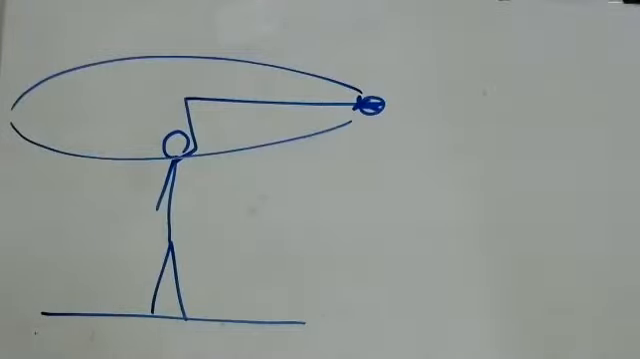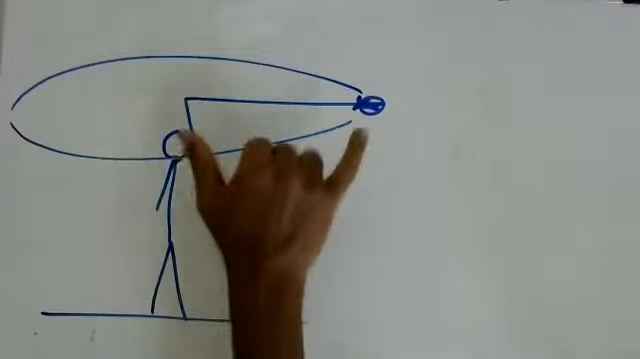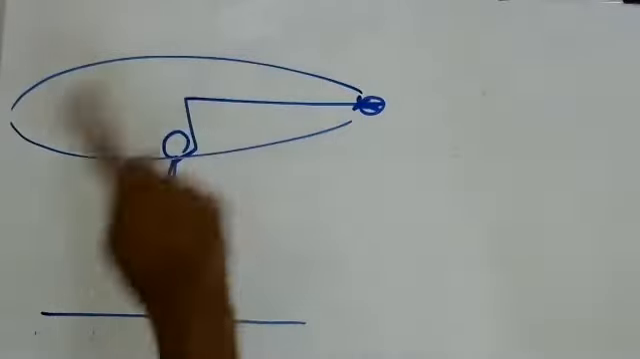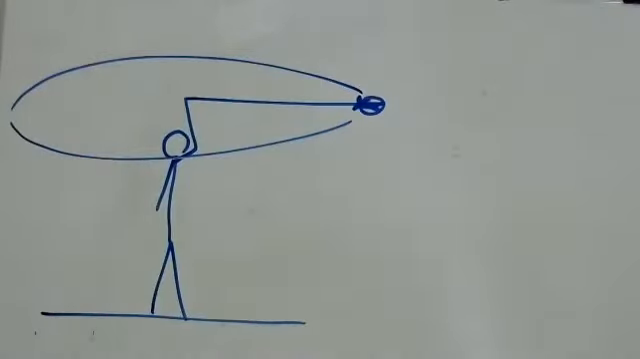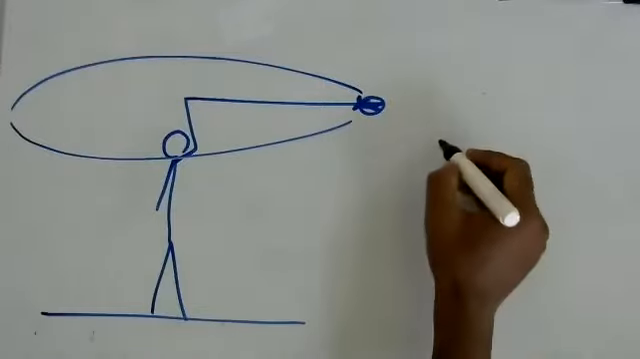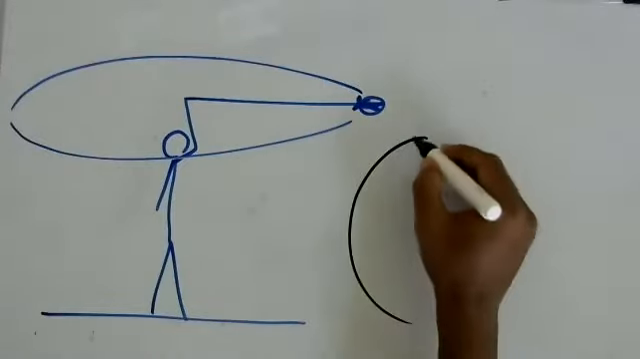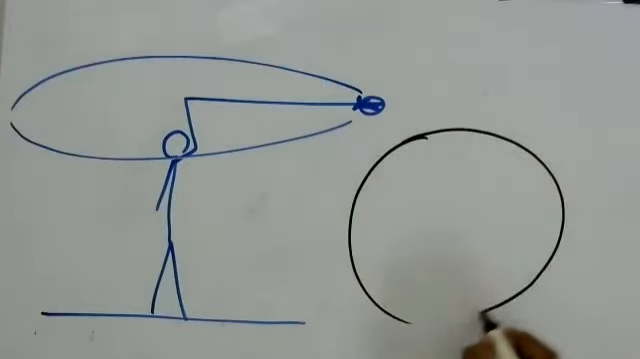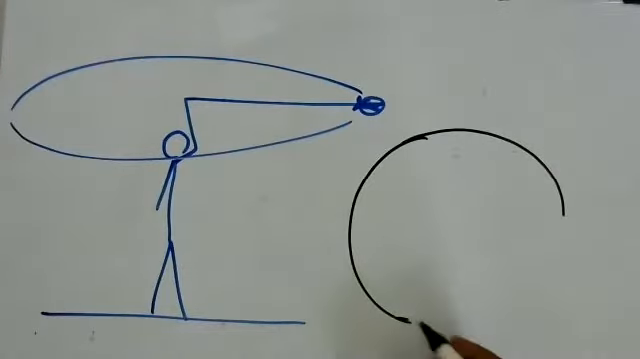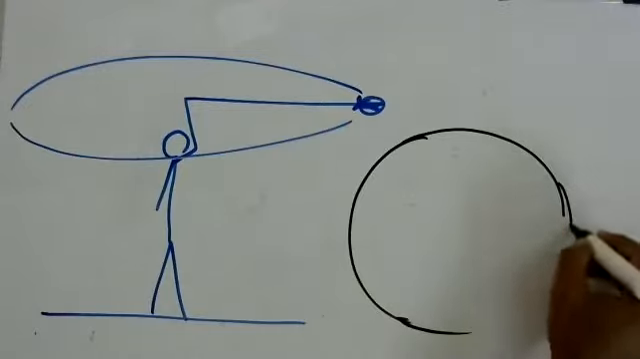But assuming that the object has a fixed radius and a fixed center, and it's going around, then you can say that the object is taking a circular path, something like that. Wow, that doesn't look circular at all.